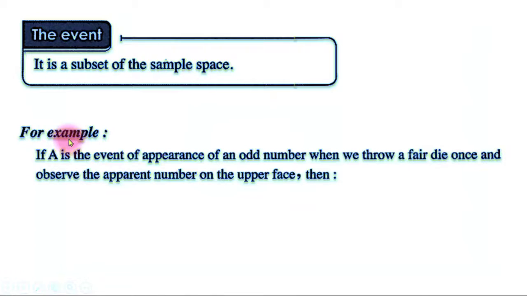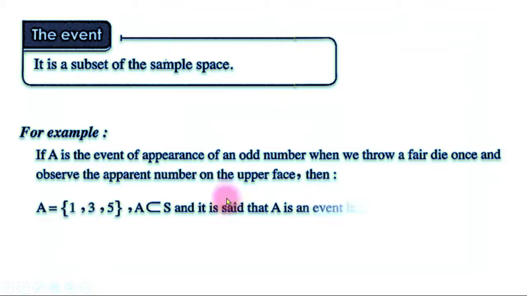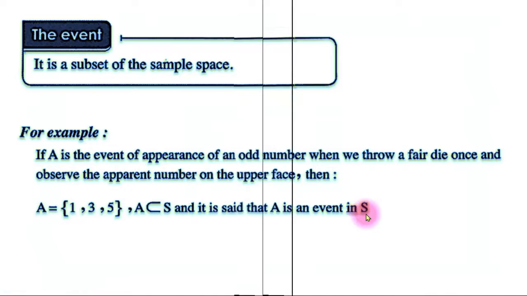The event is a subset of the sample space. For example, if A is the event of appearance of an odd number when we throw a pair die once and observe the number on the upper face, then A equals 1, 3, 5 because these are the odd numbers in the die, and A is a subset of the sample space, so A is an event in S.